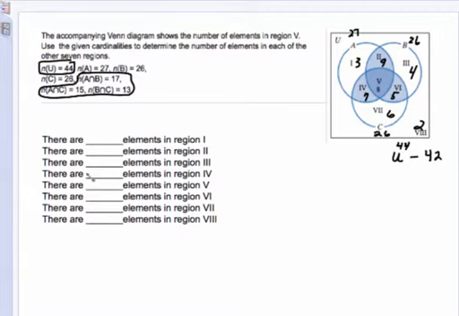So to fill these in, all we have to do is look at our diagram. Region 1 has 3. Region 2 has 9. Region 3 has 4. Region 4, which is right here, has 7. Region 5 has 8. That was given to us in the beginning. Region 6 has 5. Region 7 right here has 6. And region 8 is 2.